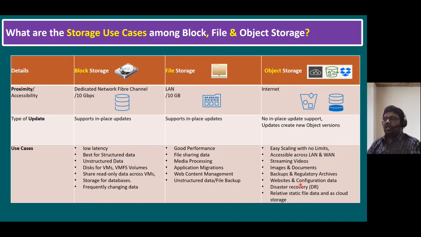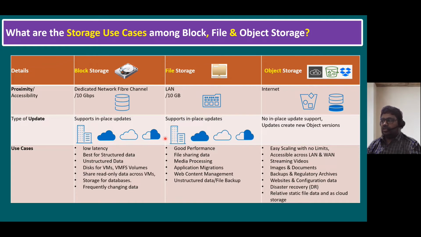Examples are Scality RING or Scality ARTESCA, relatively static file data, and cloud storage. Even for cloud storage, we can use Amazon S3 or Amazon Glacier, depending on our customer requirements. And icon-wise, the storage locations and updates are applicable for all locations. You can do it on-premises, private, public, and hybrid. The same scenario is applicable for object storage also.